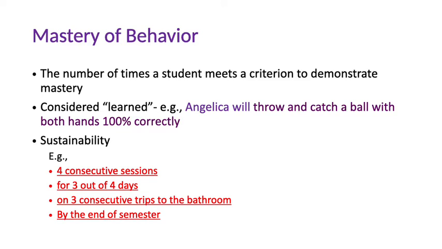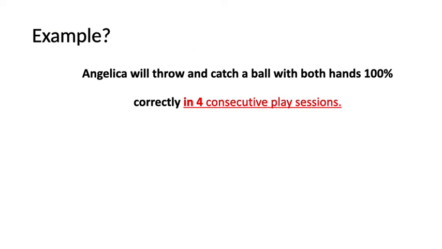So 2 ways. You can set the timeline, or you provide how many sessions the student will maintain the behavior at the high level, the level you set. Here, Angelica will throw and catch a ball with both hands 100% correctly, in 4 consecutive play sessions. So in 4 consecutive play sessions, that's the mastery of behavior, okay?